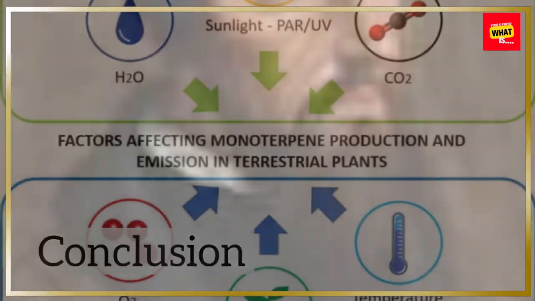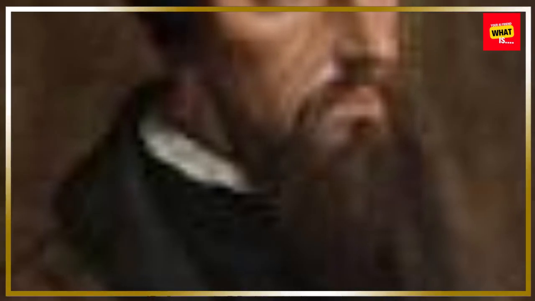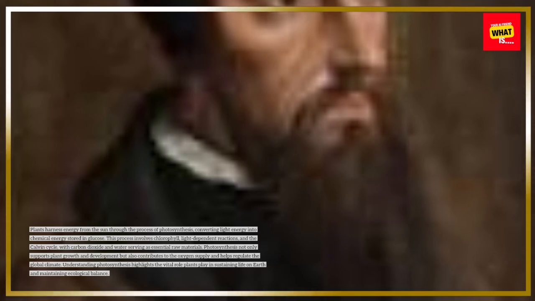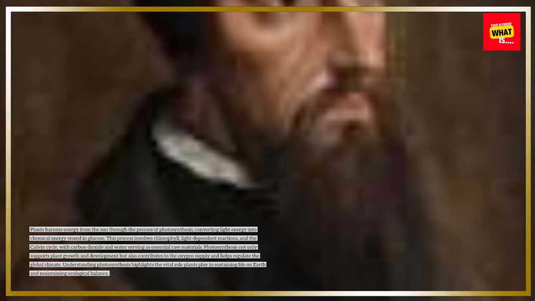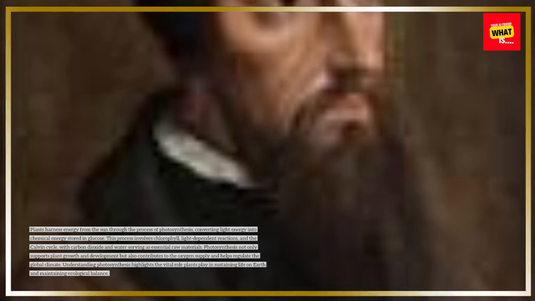Conclusion. Plants harness energy from the sun through the process of photosynthesis, converting light energy into chemical energy stored in glucose. This process involves chlorophyll, light-dependent reactions, and the Calvin cycle, with carbon dioxide and water serving as essential raw materials. Photosynthesis not only supports plant growth and development but also contributes to the oxygen supply and helps regulate the global climate. Understanding photosynthesis highlights the vital role plants play in sustaining life on Earth and maintaining ecological balance.